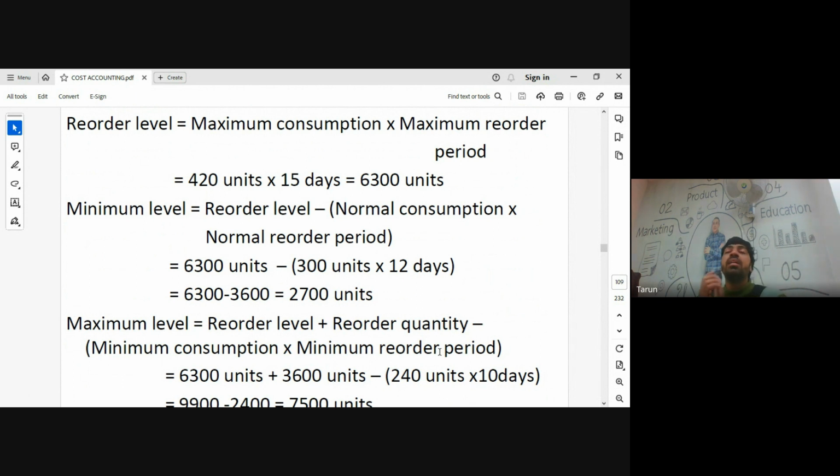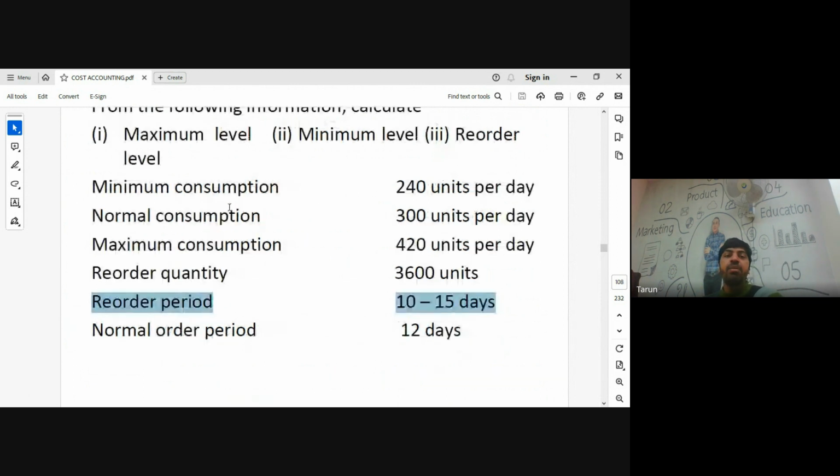Next, to calculate the minimum level. What is the formula of the minimum level? You need to be aware of it, you need to learn how to calculate it. This is the formula: minimum level is reorder level minus normal consumption into normal reorder period. Reorder level is already calculated, 6,300. Now we have to check in the question what the normal consumption and the normal reorder period are.